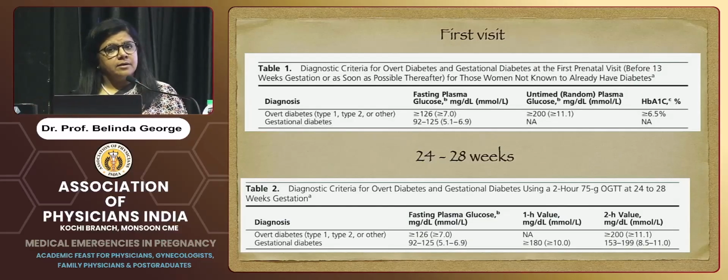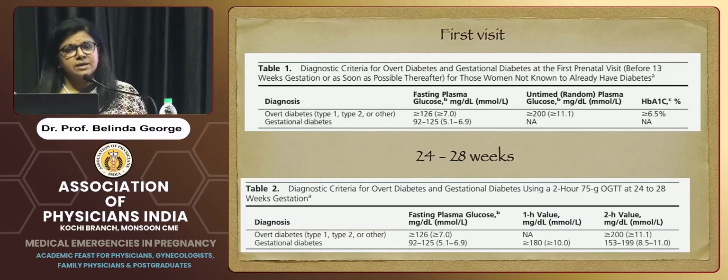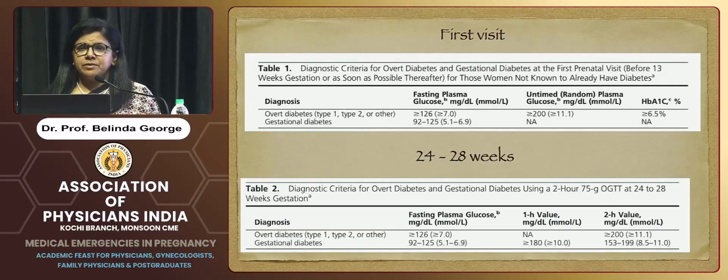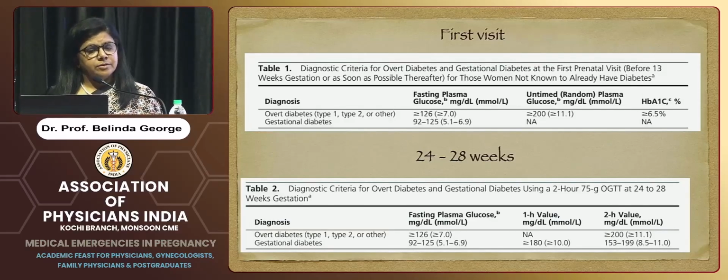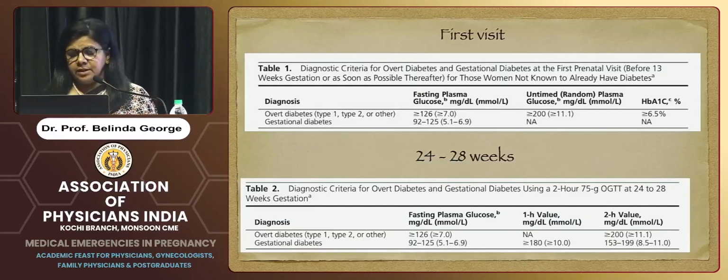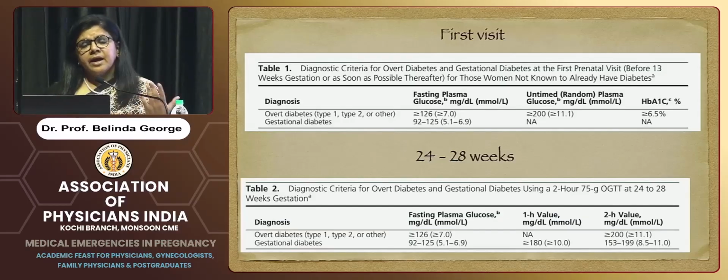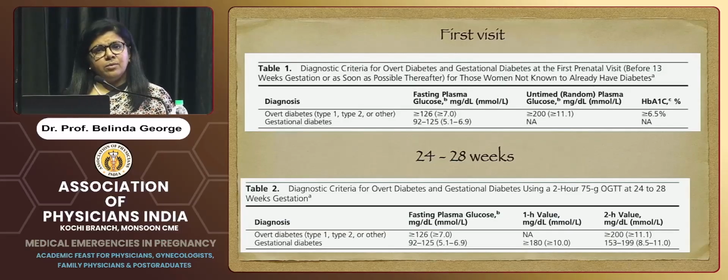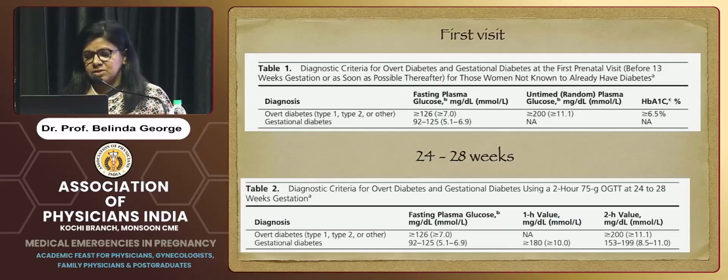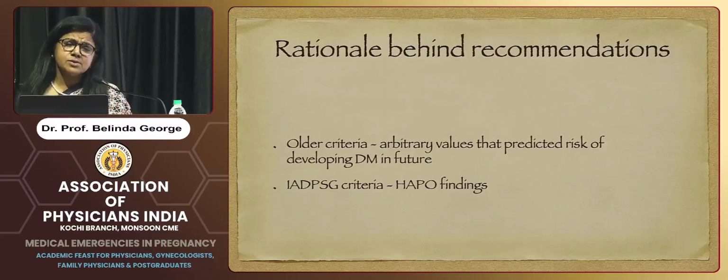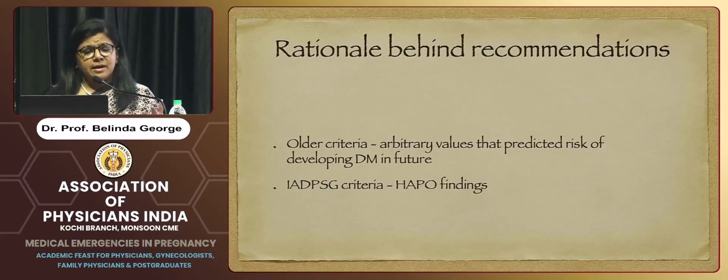Here again, the cutoffs using the IADPSG criteria, you have to remember 3 golden numbers: 92, 180 and 153, that is 0, 1 hour and 2 hours. And if the patient crosses any one value, we will consider this gestational diabetes and decide to do some sort of intervention. So what is the rationale behind these random numbers?